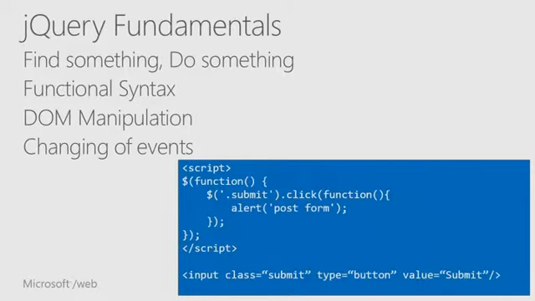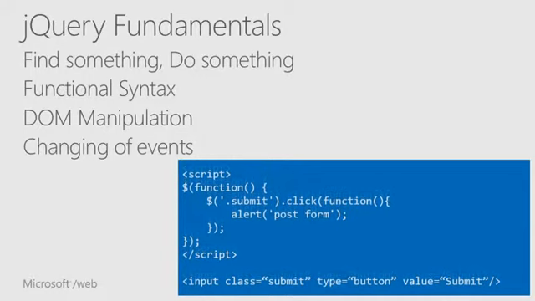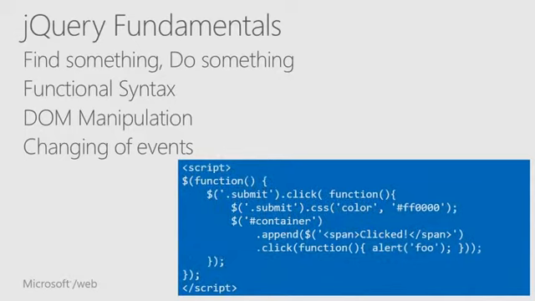Here's an example where we're hooking up a click event, and then inline, putting in an anonymous function. So that when they click on any input with the class of submit, we're going to pop up an alert. Got it. These are real basic. All right? There's something a little bit more complicated.